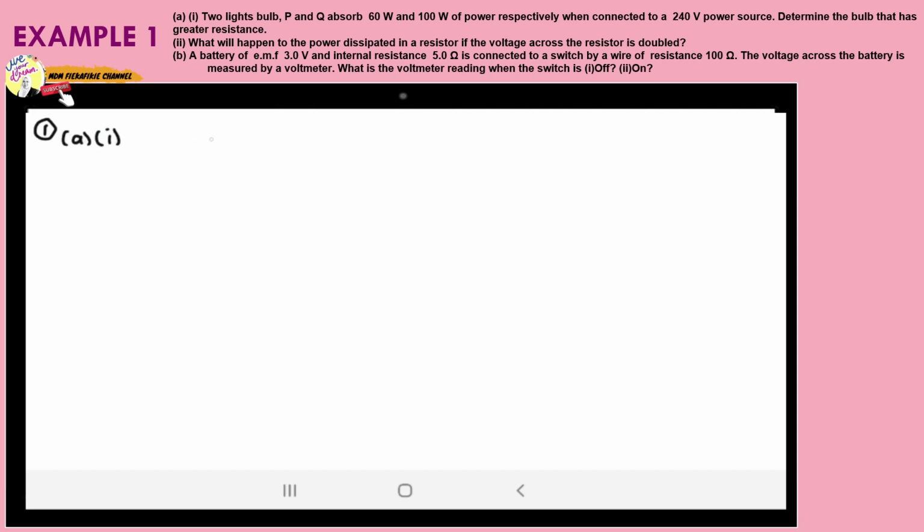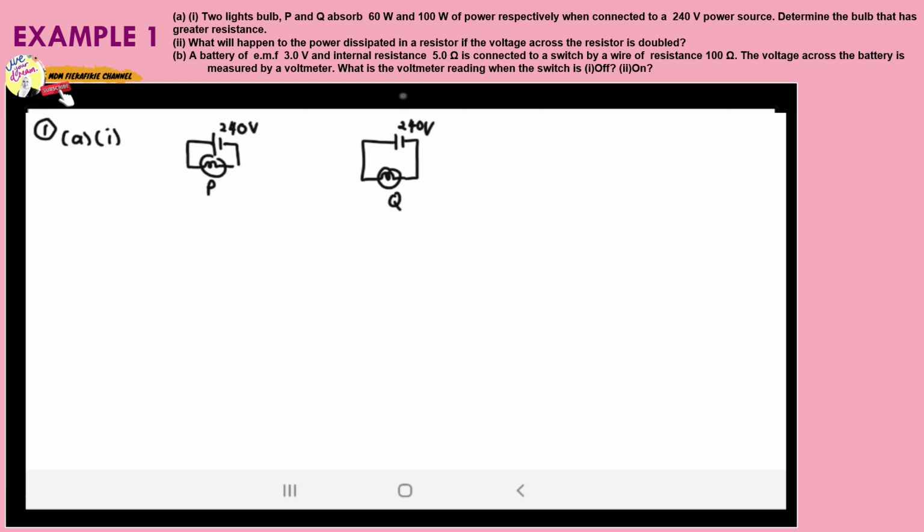Let's say we have a battery here. This is the power source, which is 240 volt, and this is the bulb. I label this as P, and this is 240 volt. And this is Q, and this is also 240 volt. And we can calculate the value of the power that is supplied to the bulb.